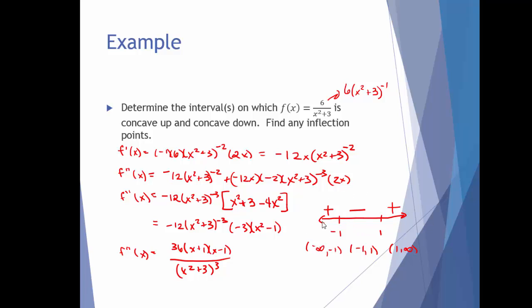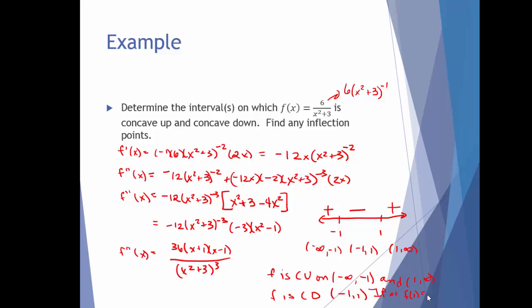So we now have a description of where our second derivative is positive and where our second derivative is negative. We are then able to draw a conclusion about the original function. That tells us that f is concave up on negative infinity to negative 1 and on 1 to infinity. That says f is concave down on negative 1 to 1. That tells me we do have places where we're switching from concave up to concave down, which means we have inflection points. So we have inflection points at f of 1 and at f of negative 1.